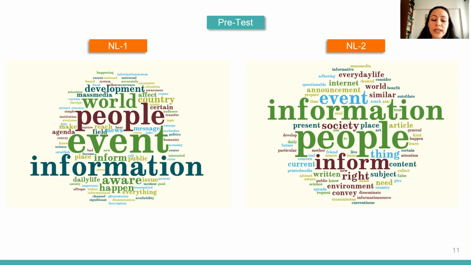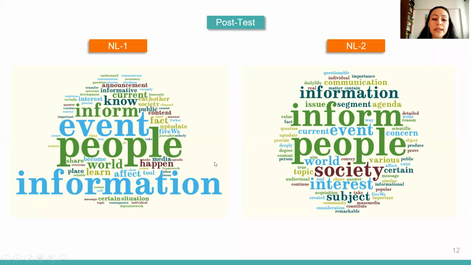In the pretest, looking at the prominent words in all definitions, it's seen that the words information, event, people, and word were dominated in NL1. The words people, information, event were dominated in NL2. Just like in pretest, it is seen that the words people, information, event, and inform are used extensively in the post-test in NL1. The words people, inform, society, information, interest, and event were dominated in NL2.